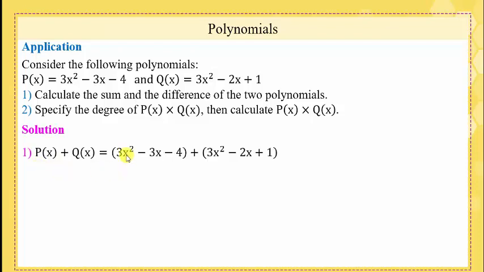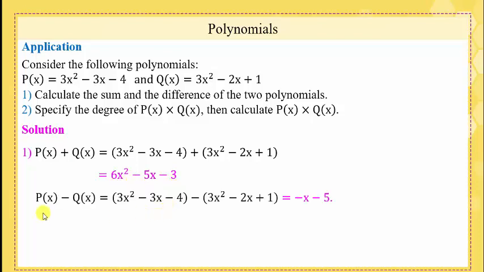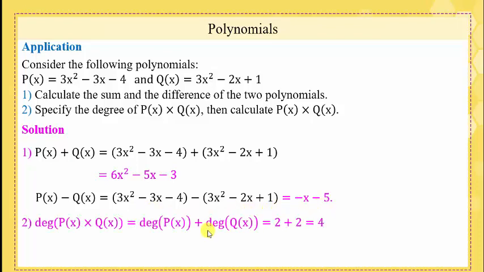Solution. Part 1. (3x^2 - 3x - 4), which is the polynomial P(x), plus (3x^2 - 2x + 1), which is the polynomial Q(x). First, we remove the parentheses without changing any sign since we have plus. And then we reduce the like monomials to get 6x^2 - 5x - 3. P(x) - Q(x) equals (3x^2 - 3x - 4) minus (3x^2 - 2x + 1), both between parentheses. Then we remove the parentheses by multiplying all the terms of the second parenthesis by -1, and we reduce the like monomials to get -x - 5.